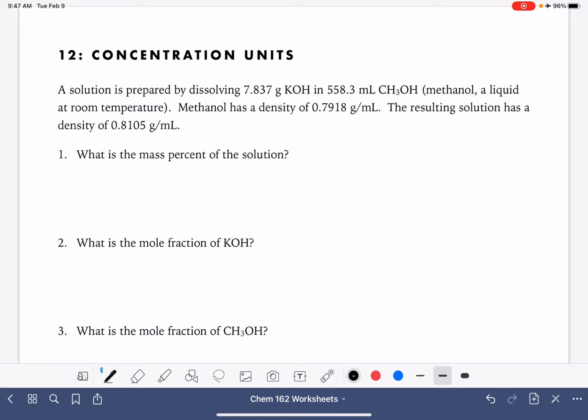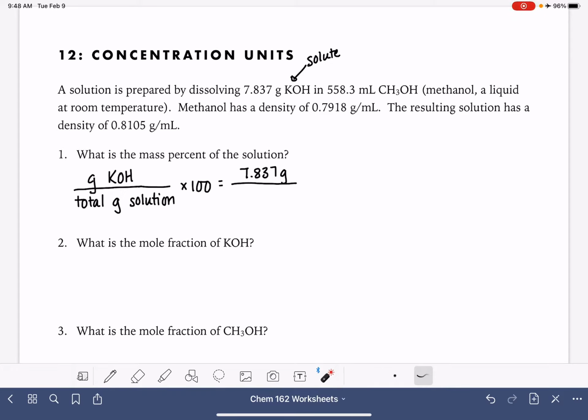Mass percent is calculated by taking the mass of the solute. KOH is our solute, the thing that we have the smallest amount of, the mass of KOH divided by the total mass of the solution. So the total grams of the solution. And then to make it a percent, we're going to multiply by 100. We know the mass of the KOH, 7.837 grams.